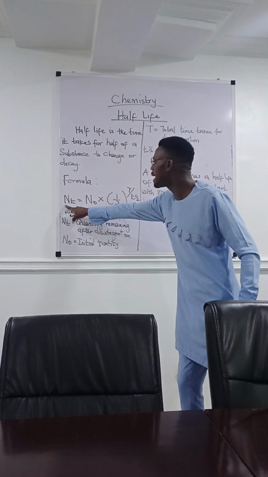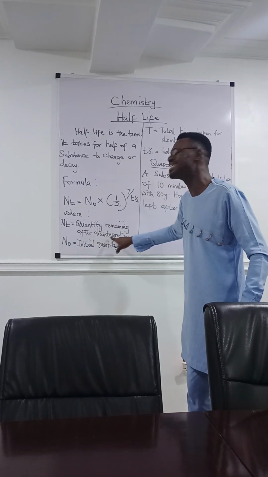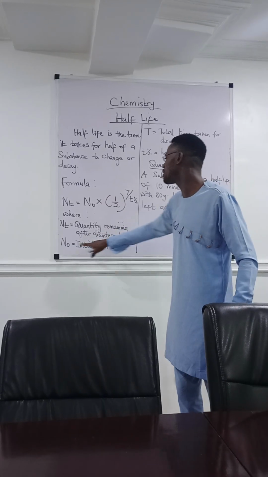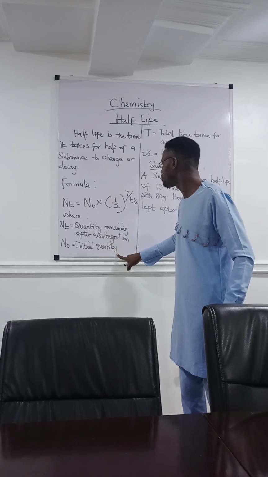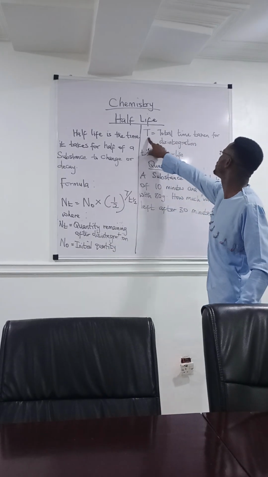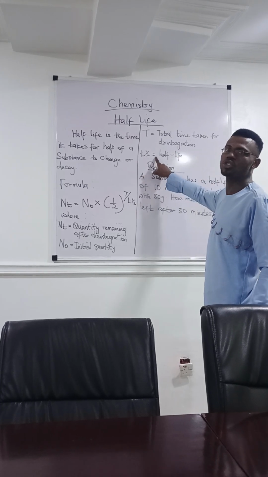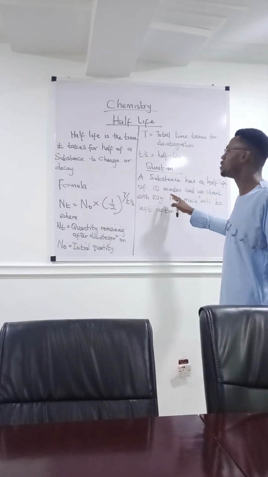Now what do we mean by Nt? Nt simply means the quantity remaining after disintegration. What is N0? N0 simply means your initial quantity. Now what is t? t simply means the total time taken for disintegration. Then t1/2 is your half-life. Now let us apply this to solve this question.